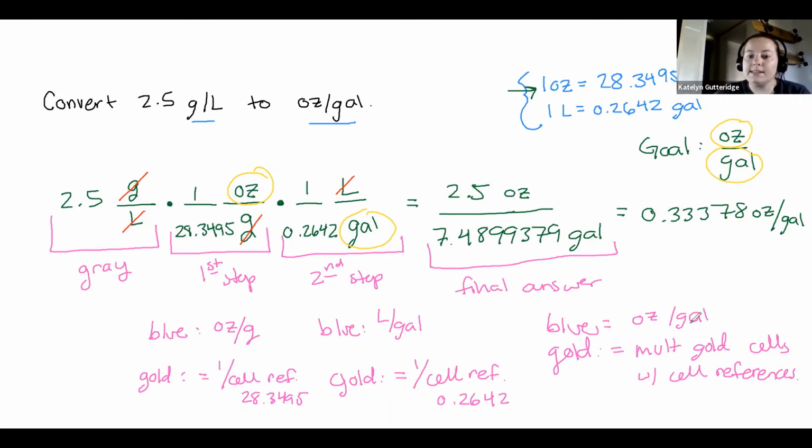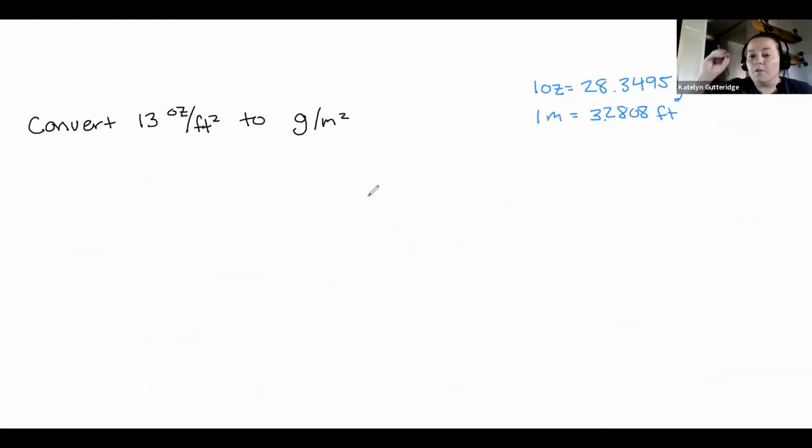Okay, I'm going to do one more example to walk through how to work through the steps here. Okay, so this one will go over C in that document. So this one we're doing 13 ounces per feet squared to grams per meter squared. So we are starting with 13 ounces per feet squared. Our goal is going to get to grams per meter squared.